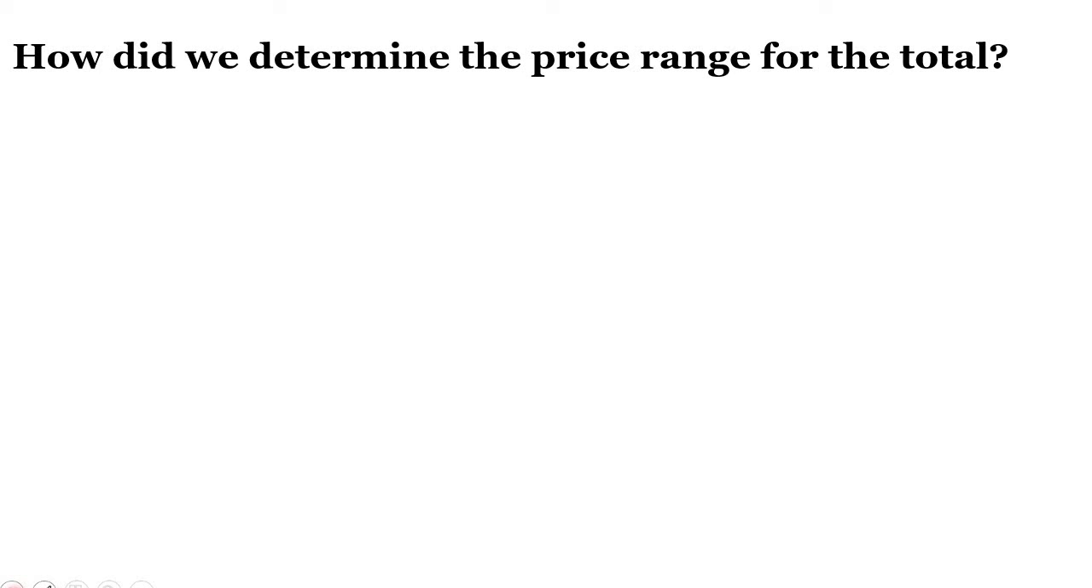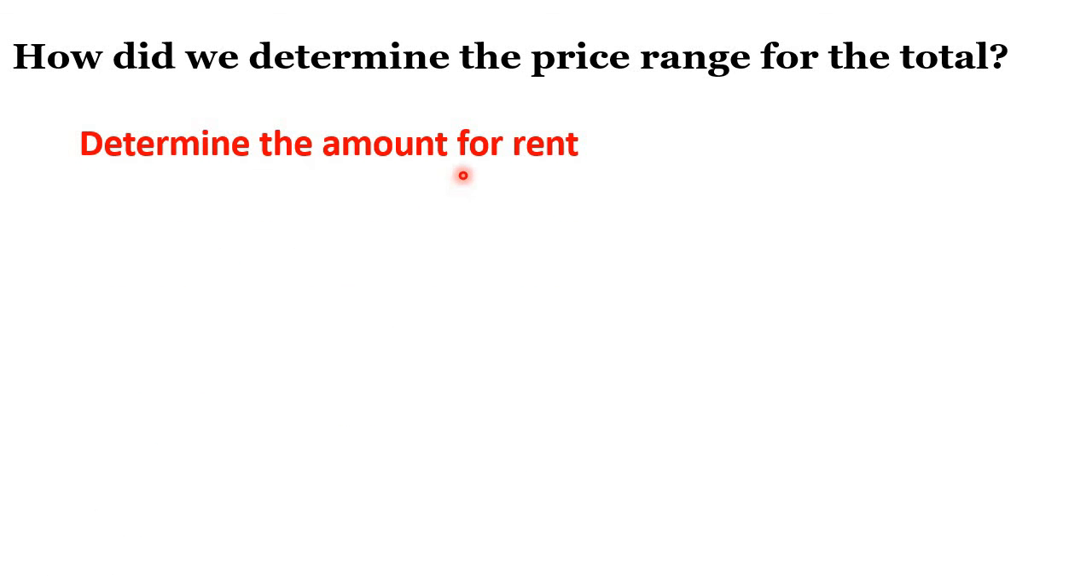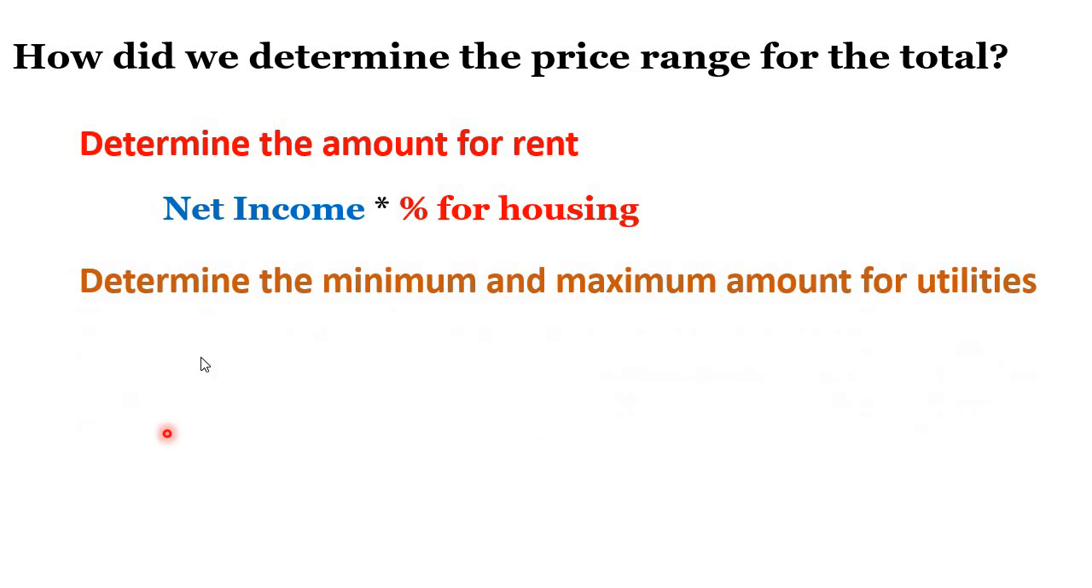How did we determine that price range for the total? First thing we did was we determined the amount for the rent. So that was just my net income times my percent for housing. Next thing we did, we determined the minimum and maximum amounts for the utilities. And so we just did the net income times those two percentages for the utilities. That's what we did.